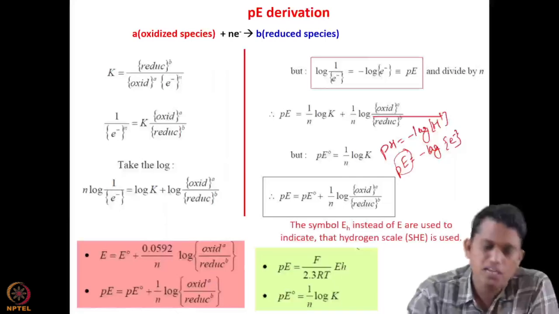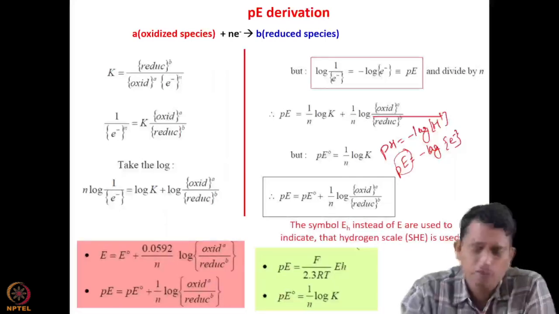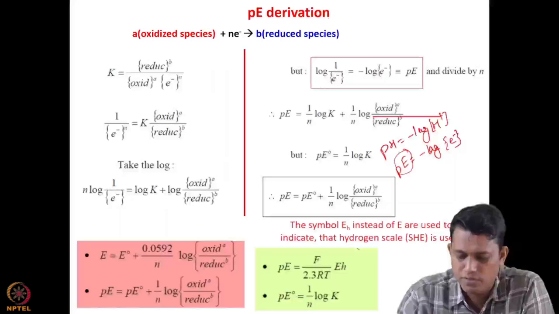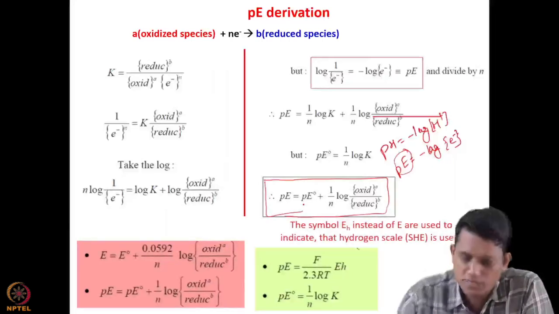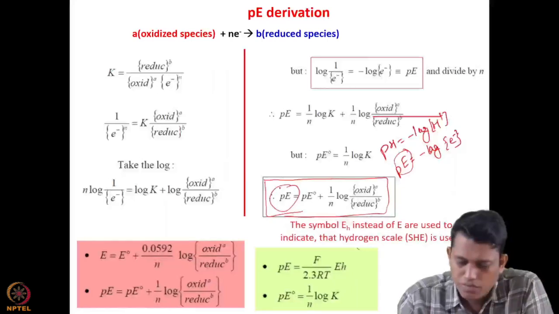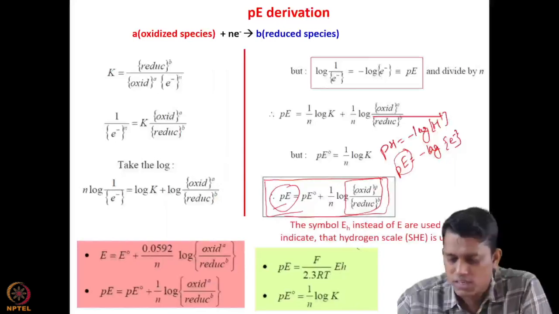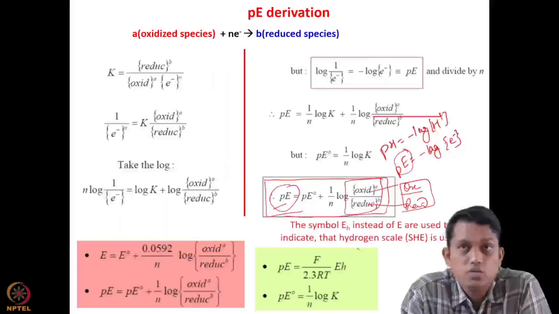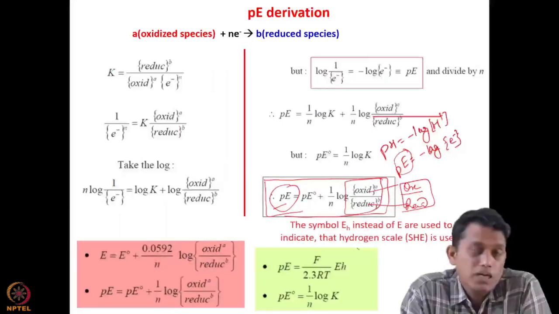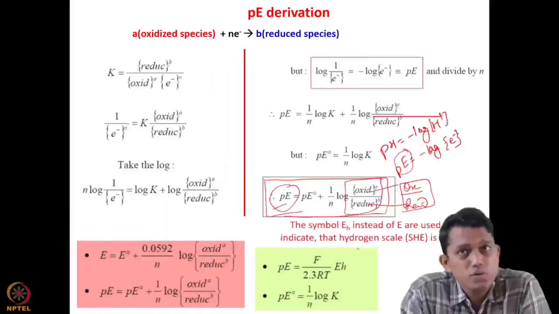So here we started with the half cell reaction, and we went through all these calculations so that we could reach this final equation. And if you see this equation very carefully, here we are relating our pE with the composition, depending on your oxidized species and reduced species. So if you know the concentrations of oxidized species and reduced species, you can have some idea about pE. In a reverse way also, if you know the pE, you can have some idea about the composition.